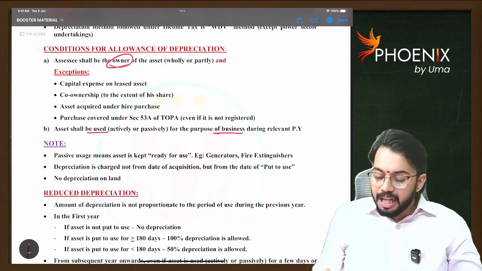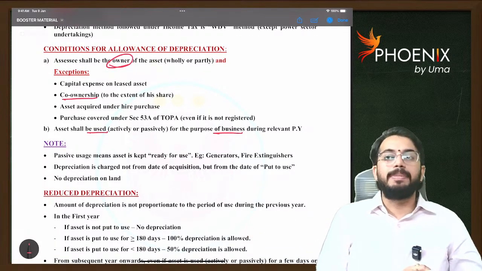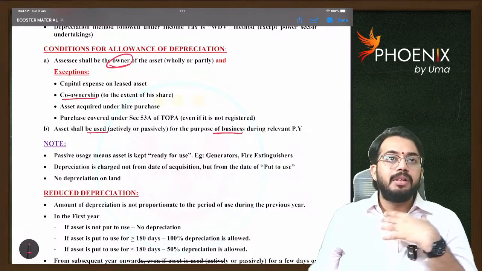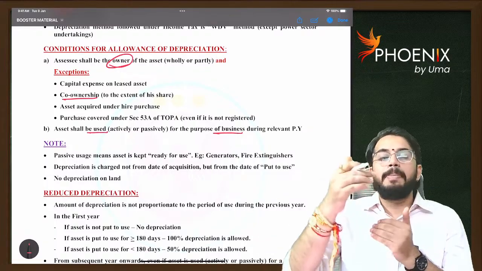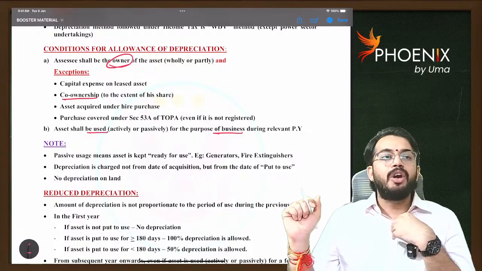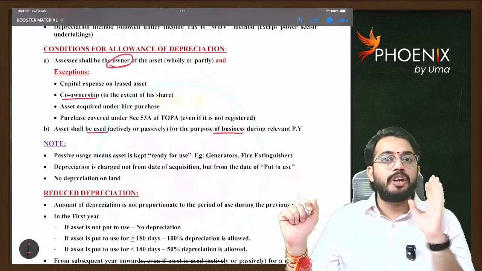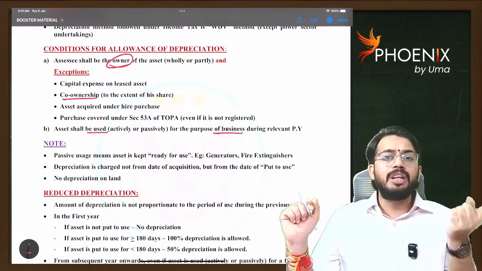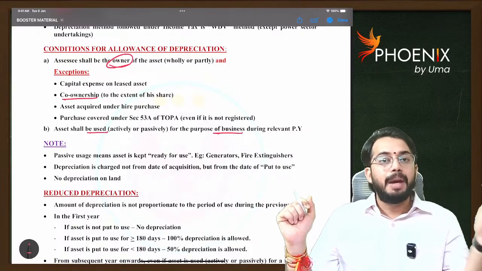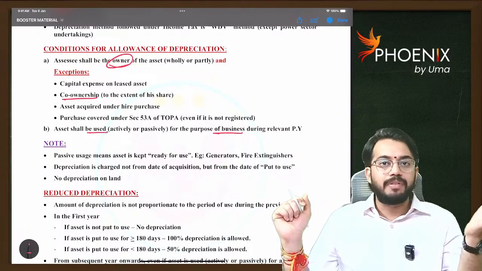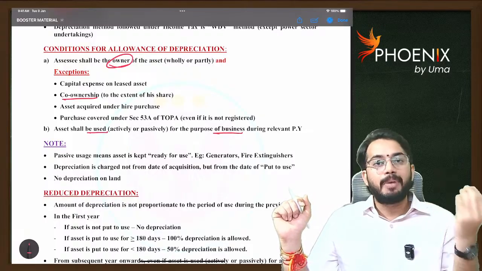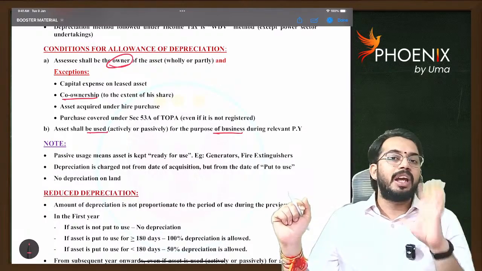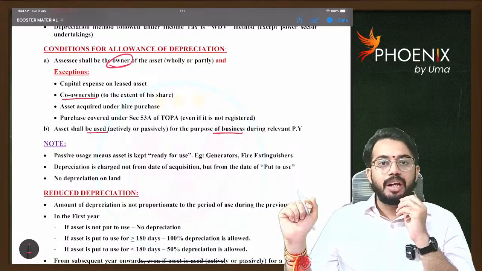Are you able to understand? Next, third case, co-ownership. Let's say I and my friend, who is also in practice, together purchased one Innova car. I contributed 20 lakhs, my friend contributed 20 lakhs. Now I am not the single owner of the car. My friend and I are co-owners of the car. Even though I am a co-owner, for whatever amount I have contributed, for that amount I can start claiming depreciation. Are you able to understand?